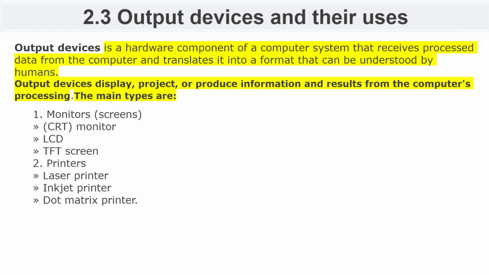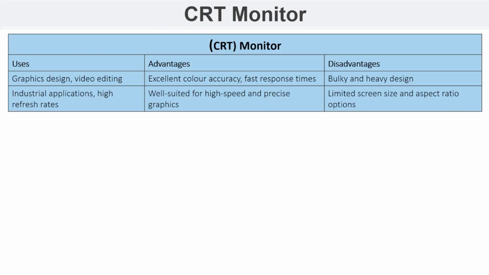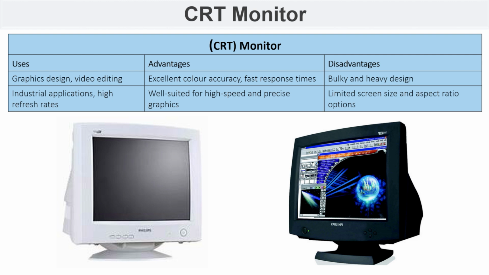Basically, we're looking at cathode ray tube, liquid crystal display, thin film transistor screens. We'll look at printers, and then we'll look at speakers and actuators. So the first one is a cathode ray tube. Cathode ray tubes are used for graphic design and video editing. In most cases, they are for industrial application where you need a high refresh rate. Where you want to refresh your screen a lot of times, you make use of the cathode ray tube.